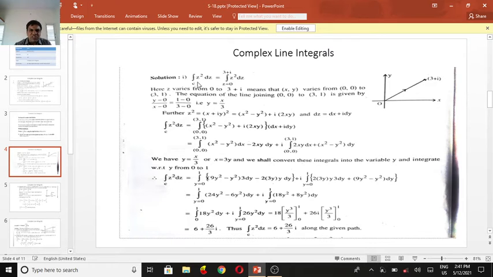Again, I am simplifying z squared. What is z squared? We apply the complex number (x plus iy) whole squared. Again I simplify using the (a plus b) whole squared formula.